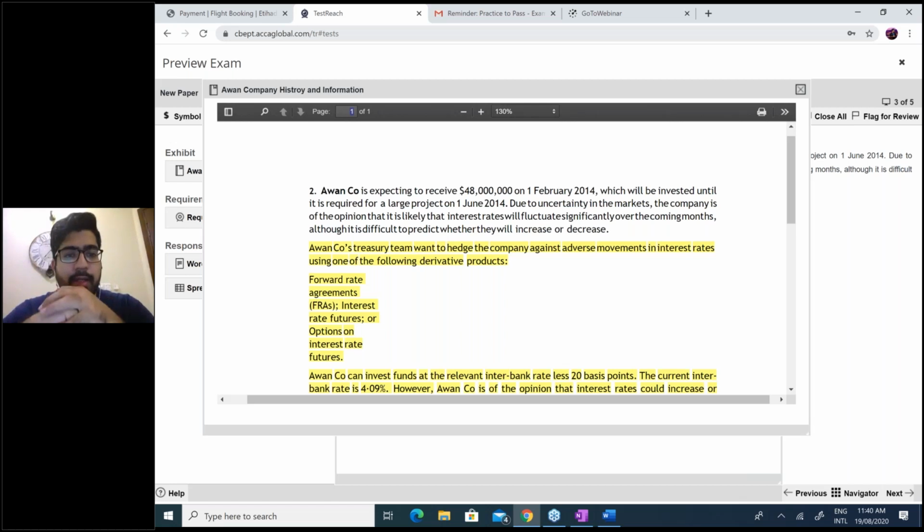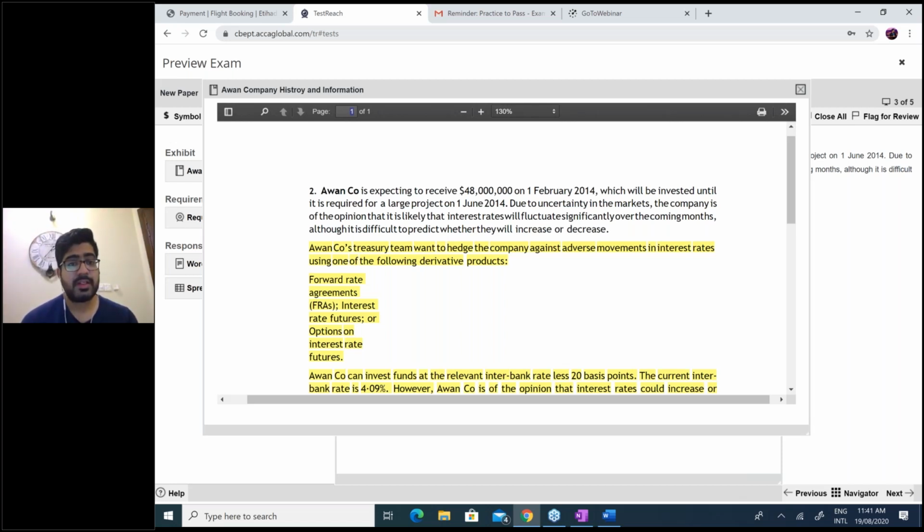Question states, Avan company is expecting to receive 48 million on 1st February 2014, which will be invested until required for a large project on 1st June 2014. The dates are key. I will tell you a very easy strategy to do the question. Invested means deposited with the bank. Invested doesn't mean borrows. It will be invested, deposited until required for a large project on 1st June.